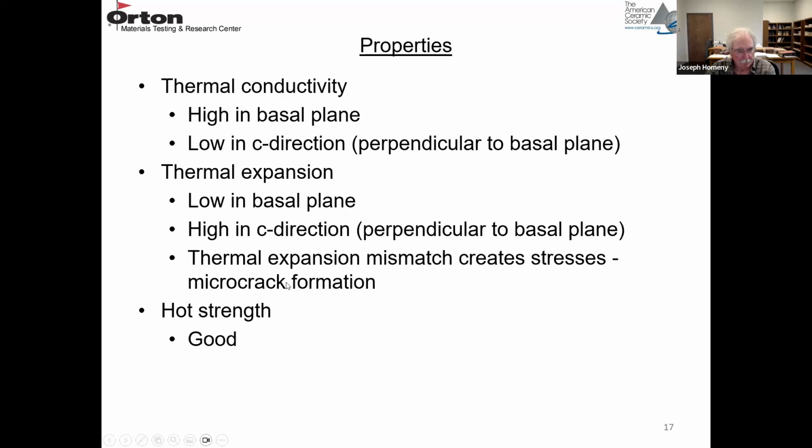So in materials that have high graphite content, usually you're going to end up with some type of microcrack situation. And graphite, even amorphous carbon, has hot strength. As long as it's reducing or not oxidizing atmosphere, the strength of these materials is quite high.